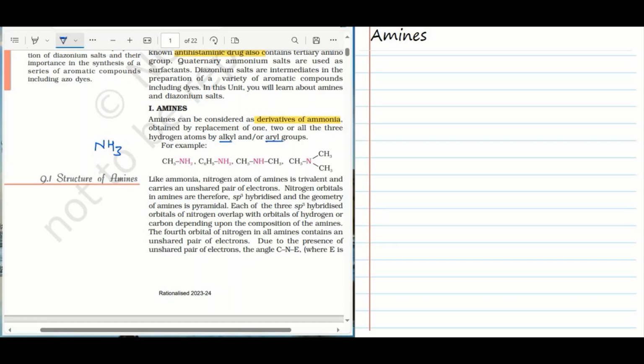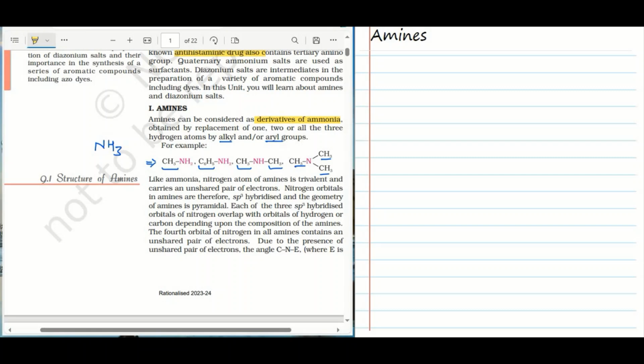you will get amines. Here in the first example, CH3-NH2 means one of the hydrogens of ammonia is replaced with a methyl group. In the second example, one of the hydrogens of ammonia is replaced with a phenyl group. This is C6H5. In the third example, there is NH, which means two hydrogens are replaced with methyl groups. In the next example, all the three hydrogens are replaced with methyl groups.